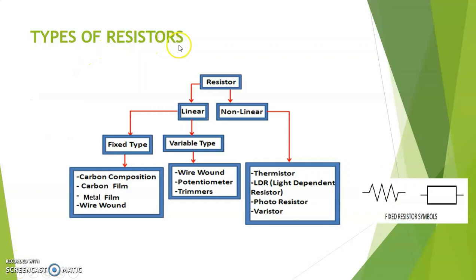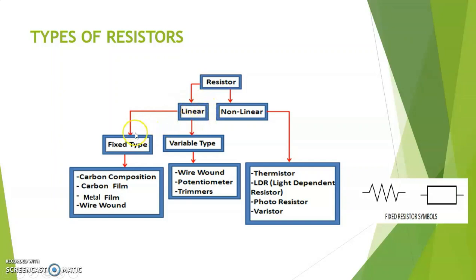Next, the type of resistors, or how resistors are classified. So we have linear and non-linear. Linear means the graph of the resistor would be a straight line, and non-linear means the graph of the resistor would be an exponential or a curved one. Okay, so we have to learn only about linear in this class.